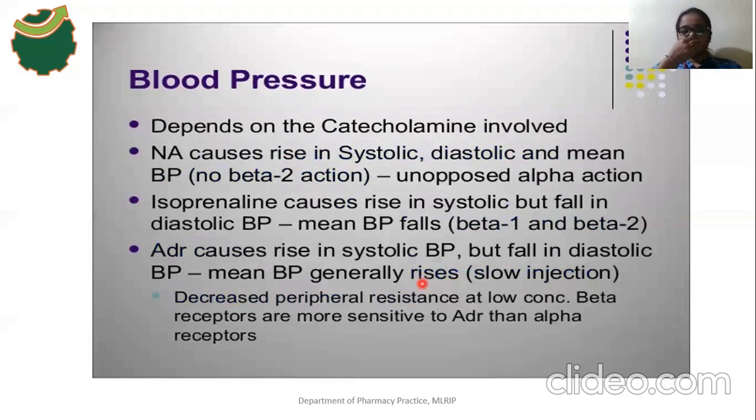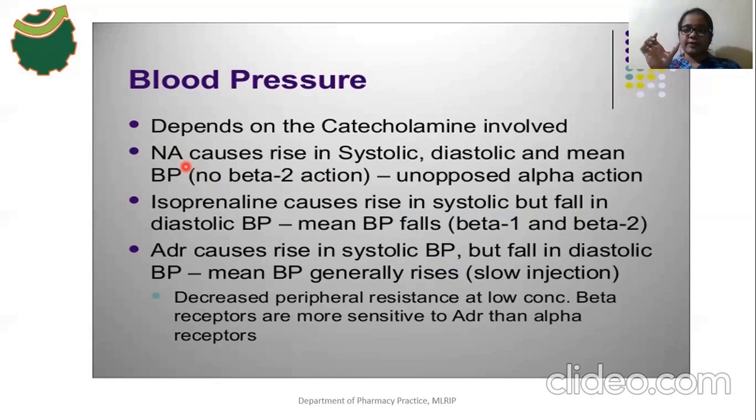and the next one is the effect on blood pressure. Okay, so the blood pressure effect depends upon the type of catecholamines involved. For example, noradrenaline. This noradrenaline increases the systolic blood pressure and the diastolic blood pressure. So finally, the mean BP also increases. Why? Because noradrenaline does not bind with the beta 2 receptors. Okay, means there is no noradrenaline effect on peripheral organs.